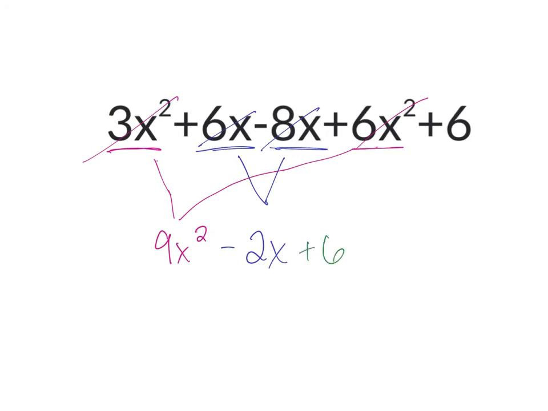Anything you can't combine, anything you don't use, even if you have to take another step to simplify again because you forgot something, if you don't use something, drop it down to the next line so you don't end up losing it. So that is my most simplified expression.